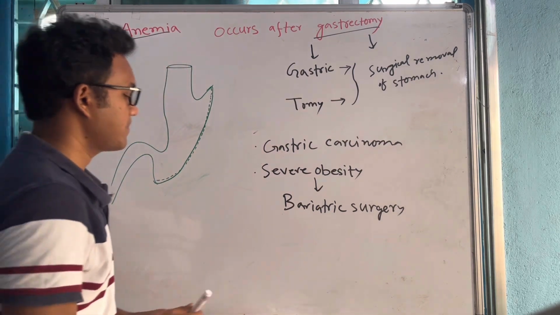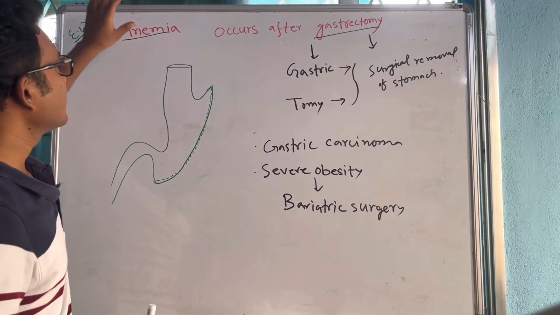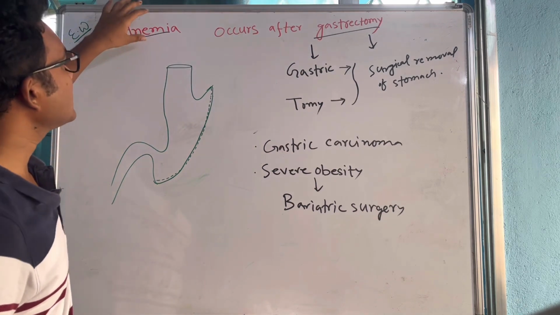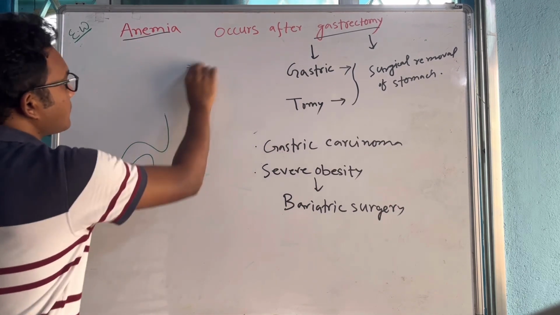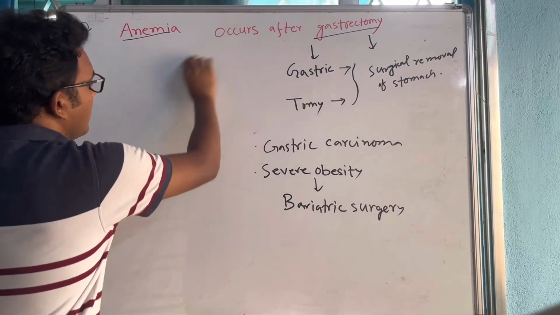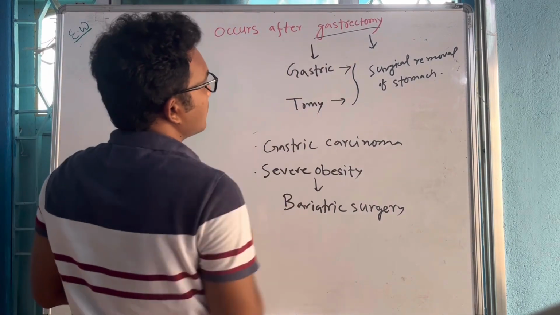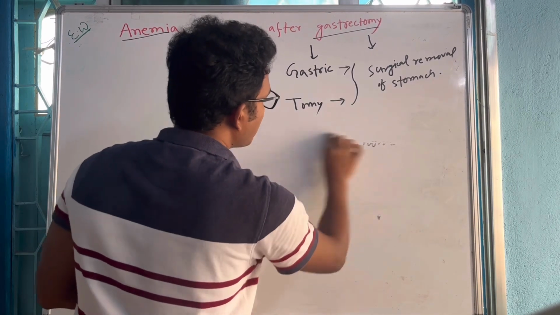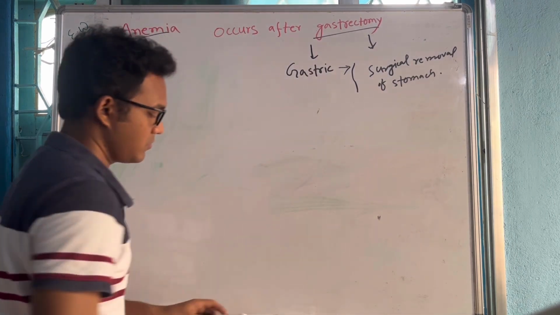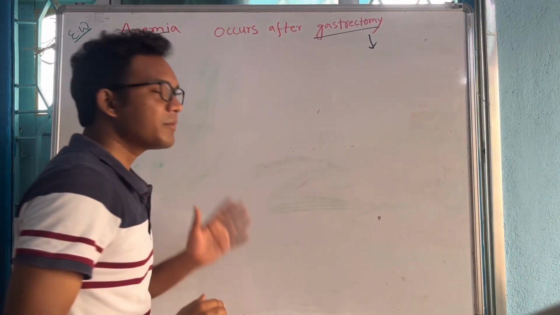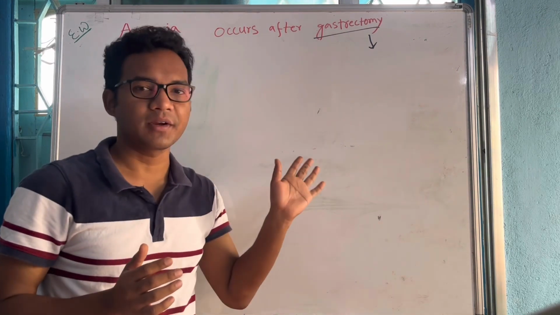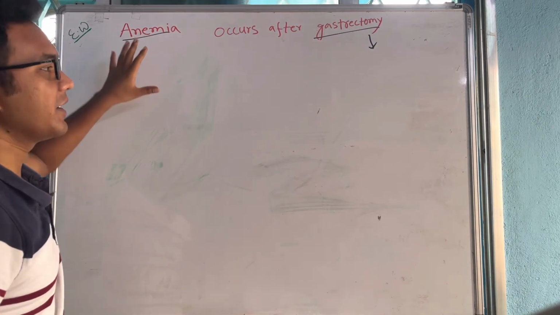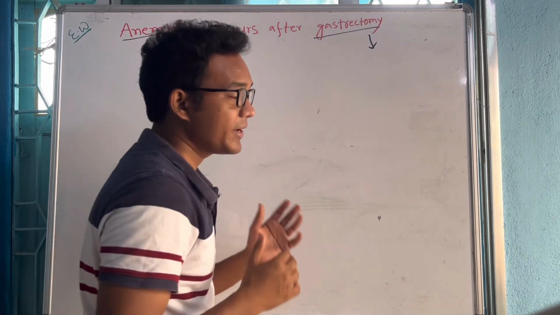Now we will try to relate anemia and gastrectomy. So there is decreased hemoglobin or RBC after removal of stomach. So what is the relation? Are the hemoglobin or RBC produced from the stomach? No. RBC or hemoglobin are not produced from the stomach. So what is the relation? We are removing the stomach and the patient is having anemia. Okay. Now we will try to identify the relation.